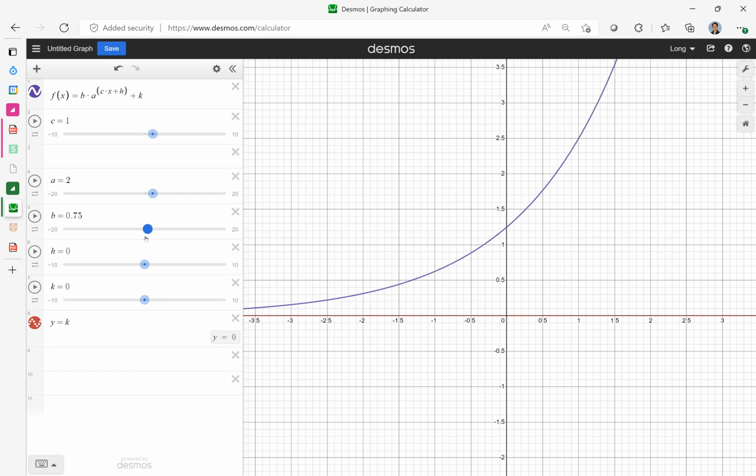I can't get it back to 1. There we go. So I'm going to change C again. So this is C. And I decrease it. C. Decrease. Now you tell me. Difference between B and C. They're both stretches, but what kind of stretch? Which one's the vertical, which one's the horizontal?